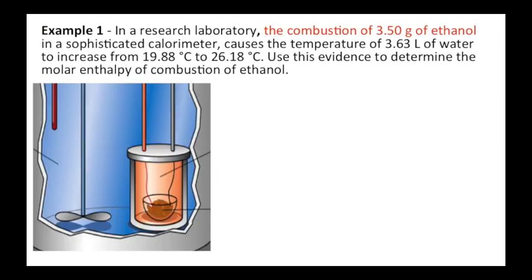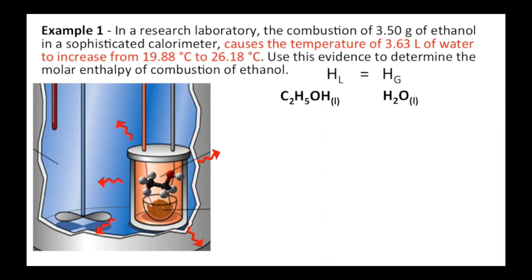Okay, we're burning 3.5 grams of ethanol. So we take our ethanol, and that goes inside the bomb of our bomb calorimeter. Now, 3.63 liters of water will increase from 19.88 to 26.18. So heat will be given off to our calorimeter. So now we know that heat lost equals heat gained. The ethanol is kicking heat out to the water and the surroundings. Heat lost by ethanol equals heat gained by the water.